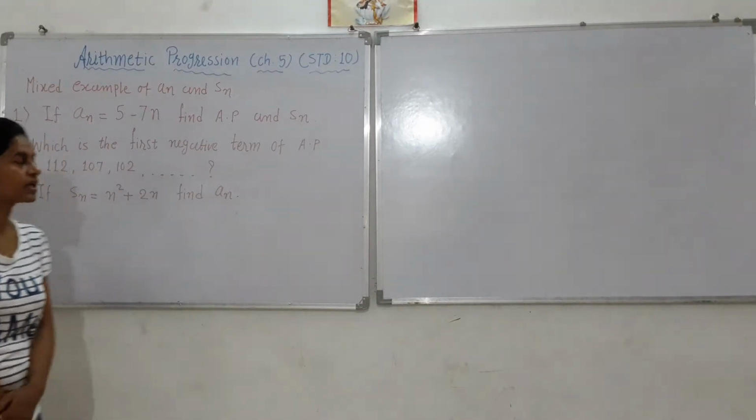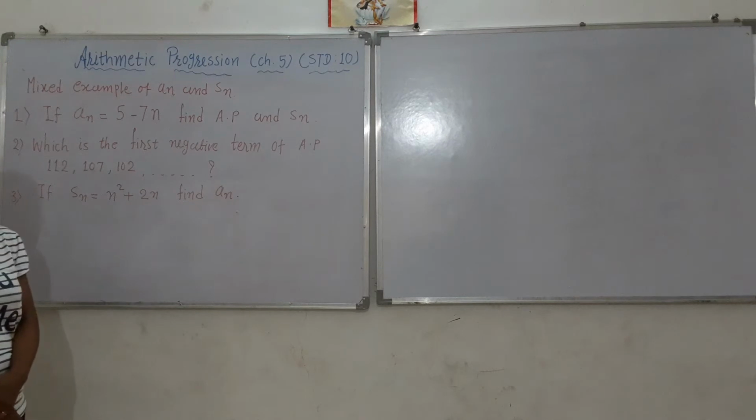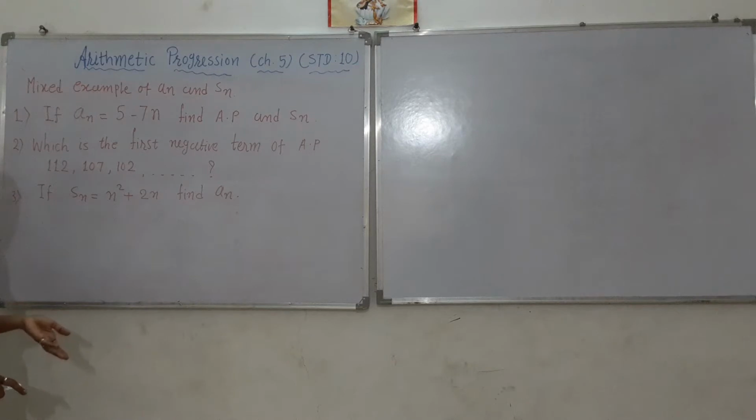Today our topic is arithmetic progressions, and we take examples based on an and Sn mixed. We already made 3 videos. In these 3 videos we included the definition of arithmetic progressions, the nth term finding formula and the Sn term finding formula. In this video, the first, second and third questions are mixed examples based on an and Sn.